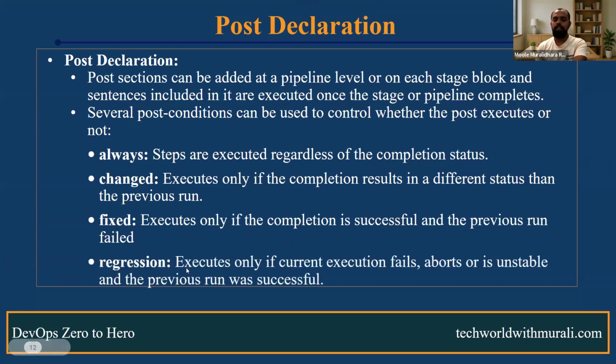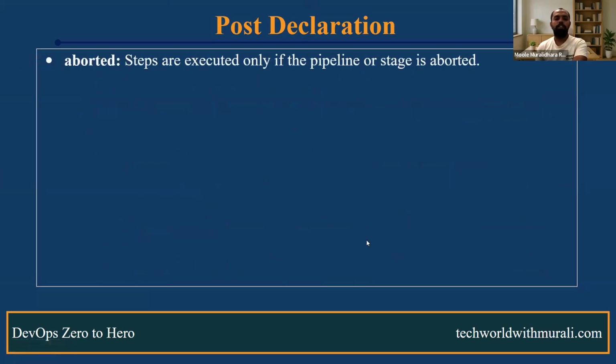Next one is regression. Here, execution happens only if the current execution fails, is aborted, or is unstable, and the previous one is successful. Previous job is successful. Now whatever is running currently, if it failed, if it is aborted, if it is unstable, then you need to send the notification. Post declaration we can define. Inside the post declaration, we can define the regression. Okay, clear, right? Now what is the next one?